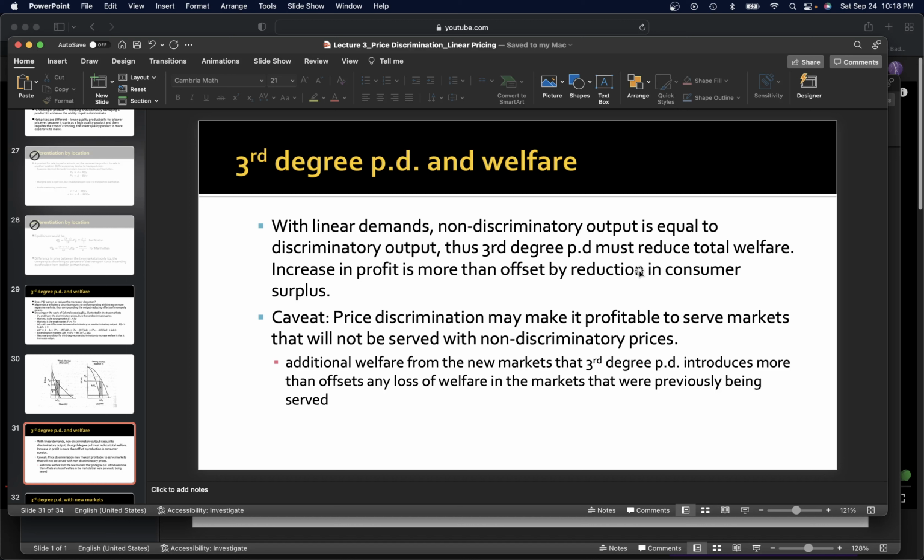If price discrimination makes it possible to serve markets that will not be served when the price is uniform, so when the price is uniform, the price will be so high that the people in the low demand groups will not even buy it, then price discrimination is clearly superior because it allows you to sell to lower demand groups. Okay, which basically dovetails to the original criteria for an increase in welfare, which is you have to have an increase in total output. And in this case, if you sell to more groups, then you will definitely have an increase in output.